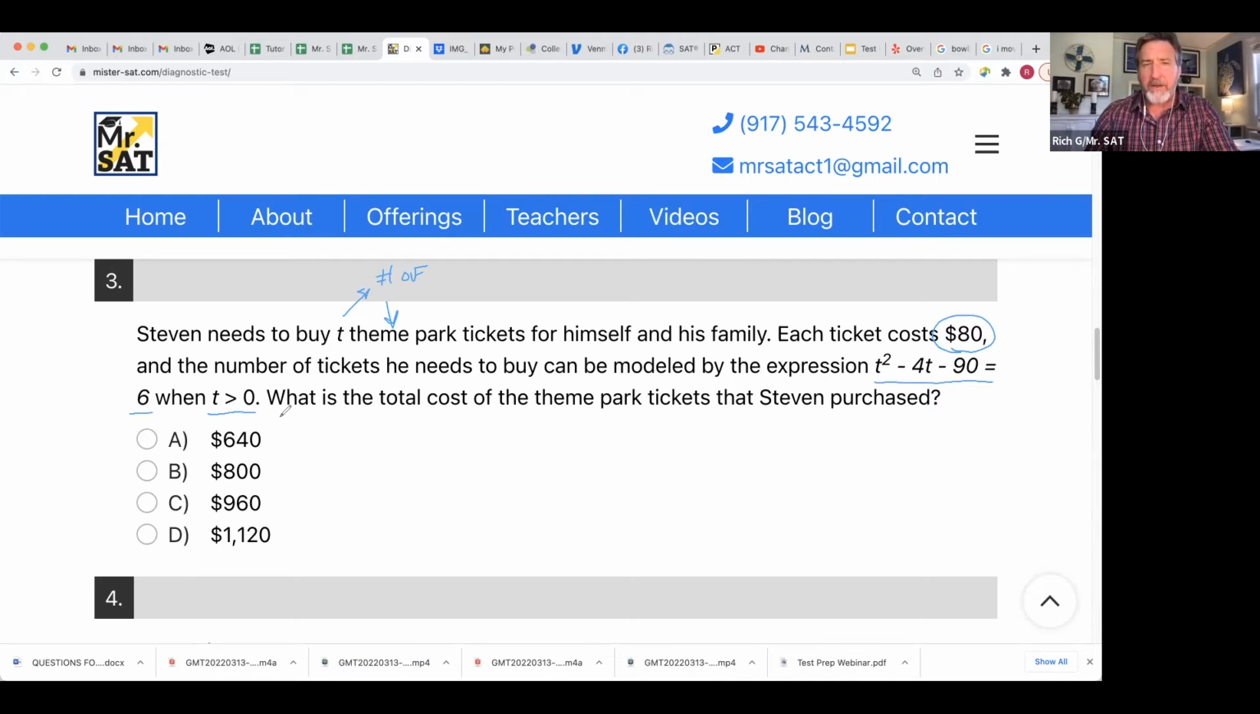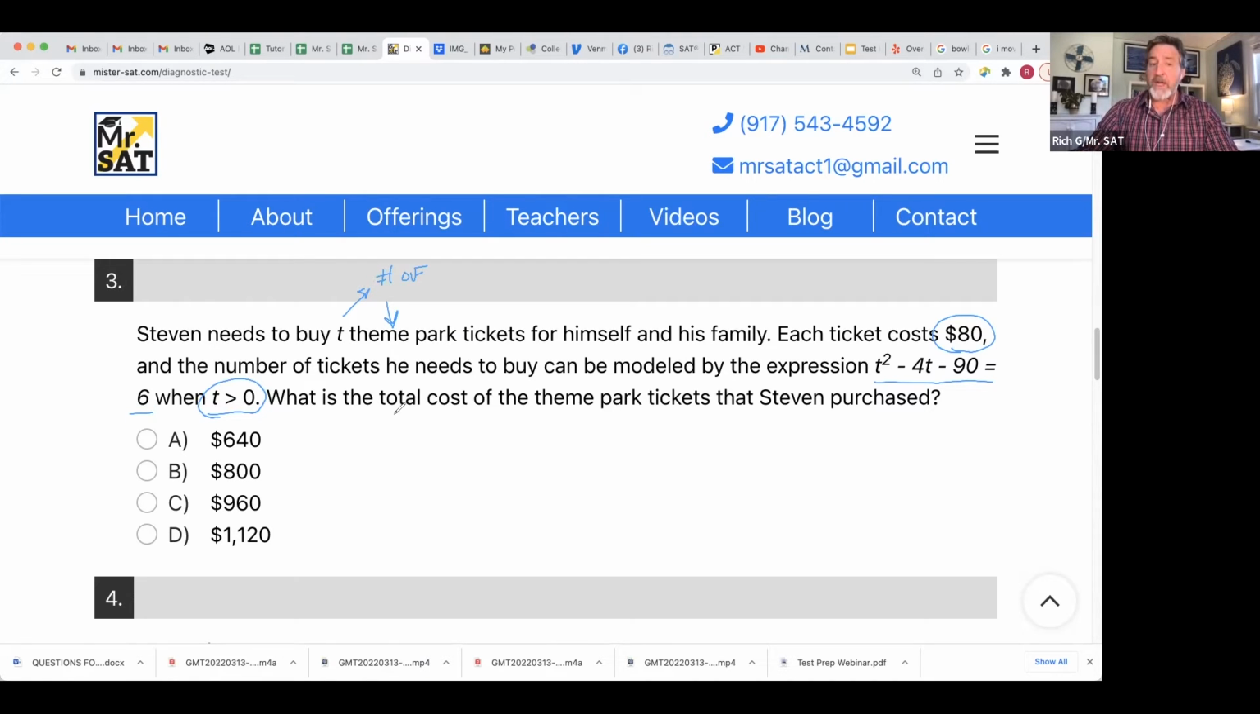Now, why would they put that in there? T is the number of tickets. Why would they say that it's greater than 0 or positive? Because the number of tickets can't be negative. You can't have a negative number of tickets. So this is almost something that we would just assume. It is going to come into play in a little bit, but it just makes sense that T would be positive. Then the problem asks, what is the total cost of the theme park tickets that Stephen purchased?